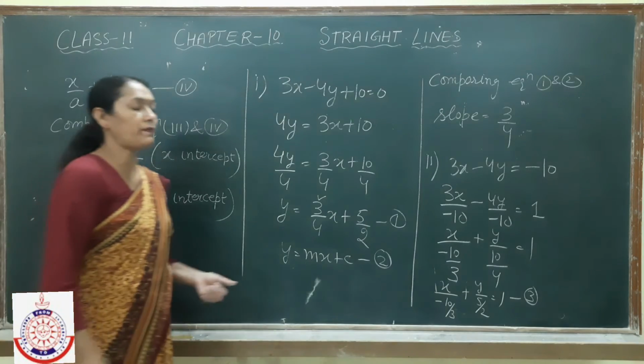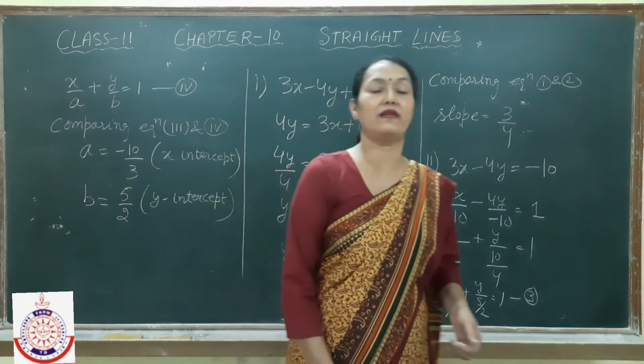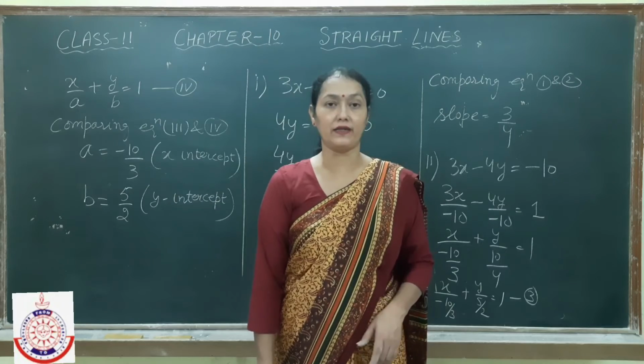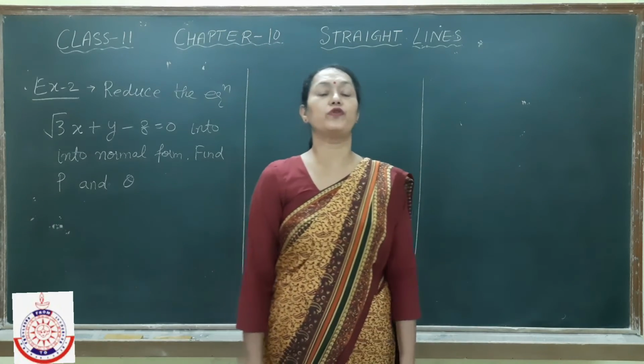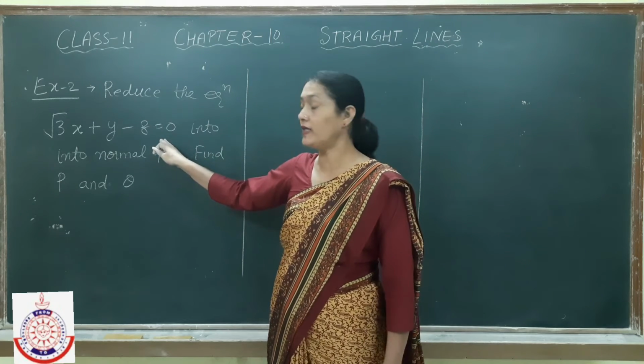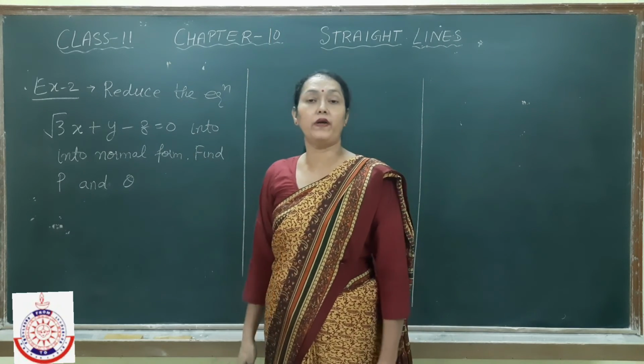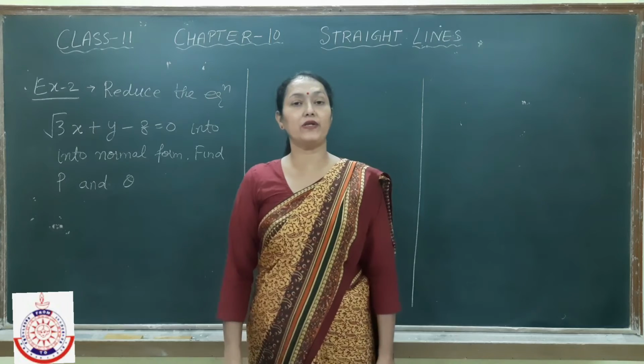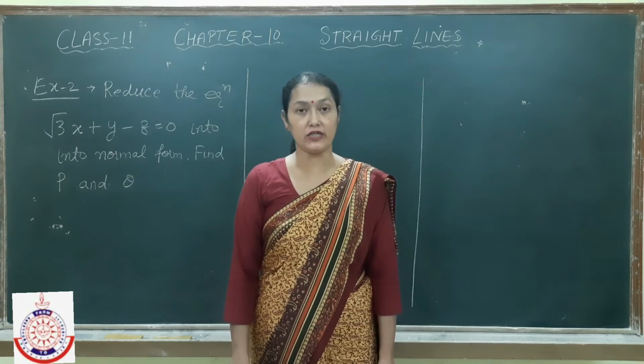So we have solved both the parts. We have obtained the value of slope as well as x-intercept and y-intercept. In the second example, we have to reduce the general form of the equation of the straight line that is given into normal form, and also find the perpendicular distance and angle of inclination.